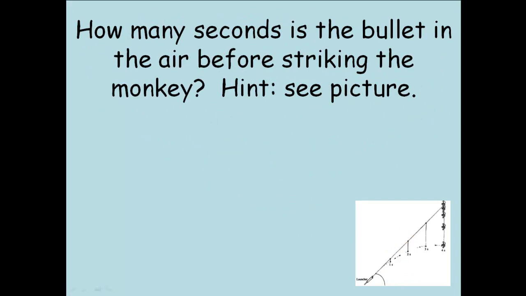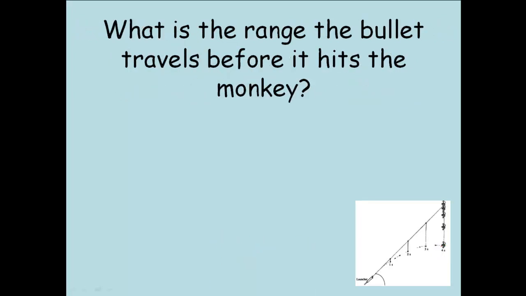Well, here's a silly question because it's going to set us up for the rest of this problem. How many seconds is the bullet in the air before striking the monkey? Well, remember, here's our picture, and it is 4 seconds. So what's the range? Remember, the distance horizontally is the range. How far horizontally does that bullet have to go?